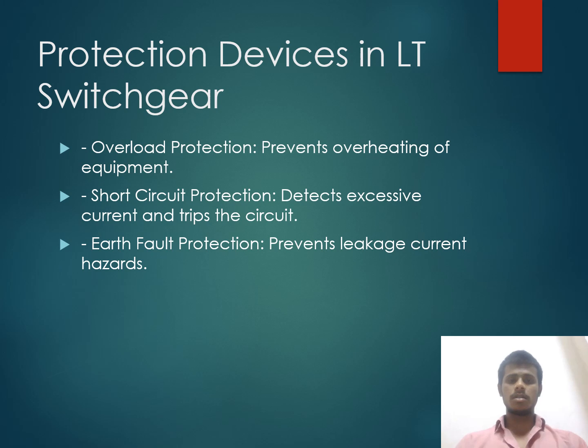Protection devices in low tension switchgears. These are the functions performed by low tension switchgears. Overload protection prevents overheating of equipment. Short circuit protection detects excessive current and trips the circuit. Earth fault protection prevents leakage current hazards.